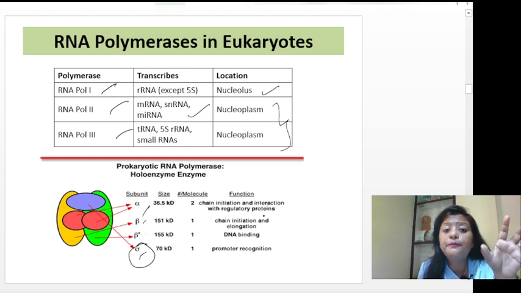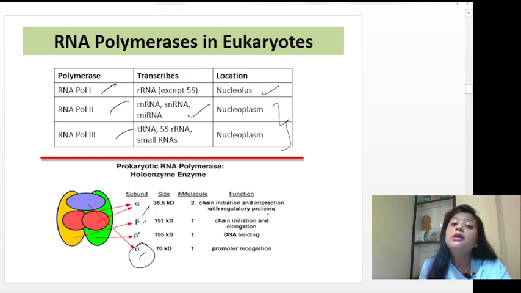This sigma will help in the promoter recognition, as I have told you in my previous slide, because it's acting as a recognition factor. You can say it is the factor recognizing the promoter region in prokaryotes. Okay, so these are the 4 subunits for prokaryotes, and the above ones are the RNA polymerases in eukaryotes.